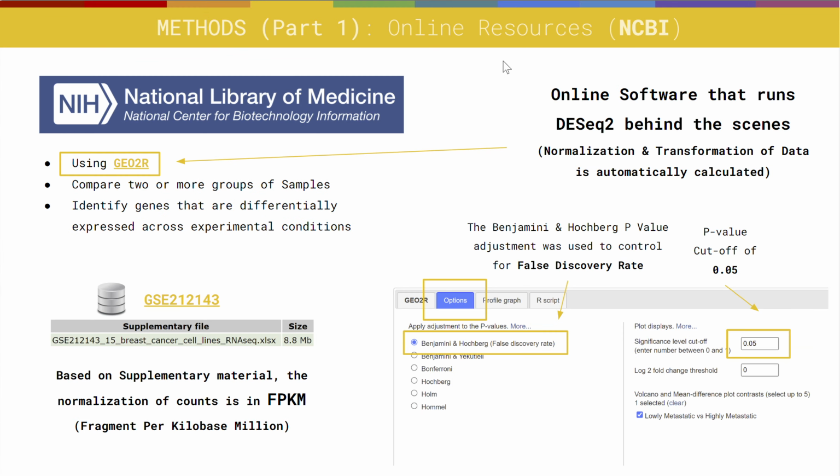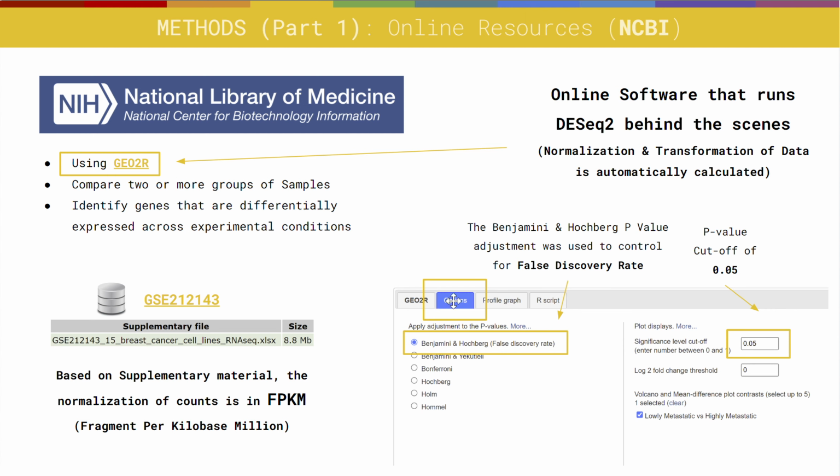So the online resource used is GEO2R, as I stated before, from the National Library of Medicine. I'm comparing two or more sample groups to identify genes that are differentially expressed. Based on the supplemental material that I checked by downloading this Excel sheet, I found out they are using FPKM, which is a normalization method for reads, fragments per kilobase million. So they're normalizing per fragment here.